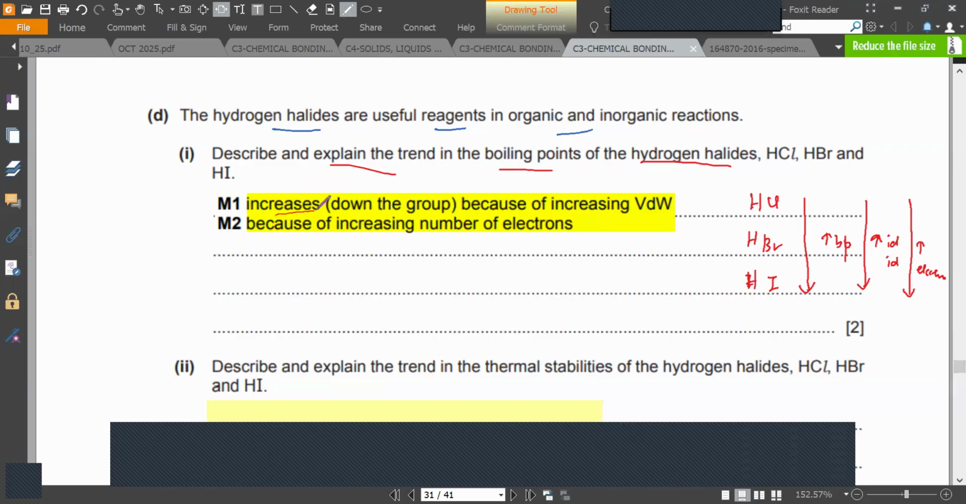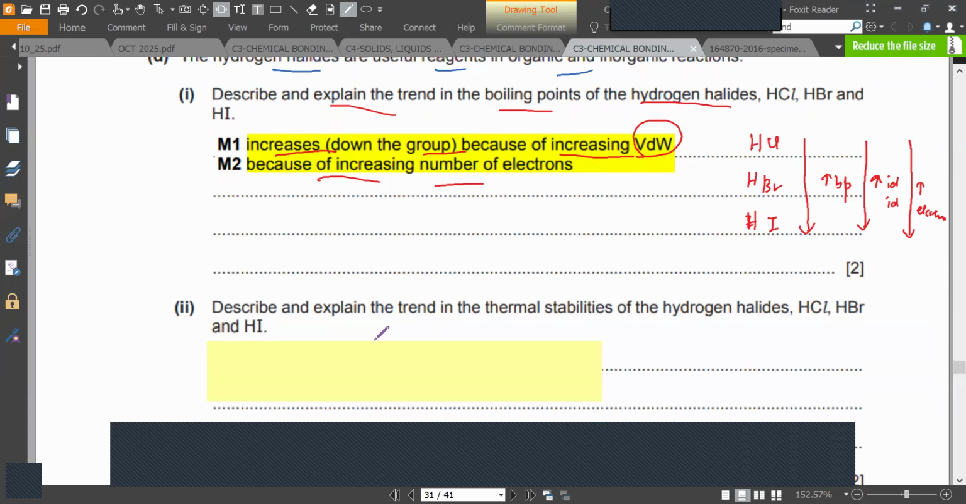The boiling point will be increasing down the group because the instantaneous dipole forces increase. Why? Because of the increasing number of electrons. Describe and explain the trend in thermal stability of the hydrogen halides. This one is not this chapter, it's another chapter, but we can go through quickly.